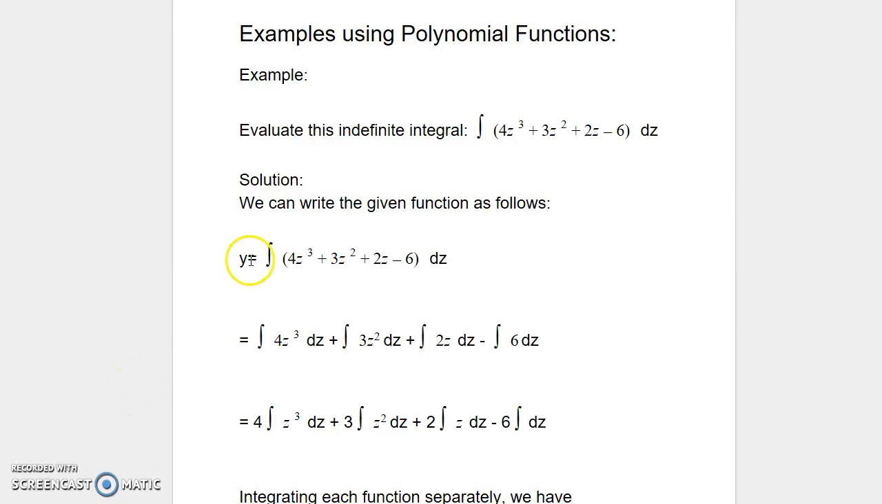Let us look at an example problem related to a polynomial function. Let us evaluate this indefinite integral 4z cubed plus 3z squared plus 2z minus 6 dz. So this is a polynomial function. So the way we can write it out is as follows: y equals the integral of 4z cubed plus 3z squared plus 2z minus 6 dz.